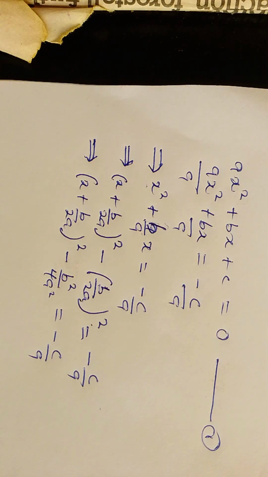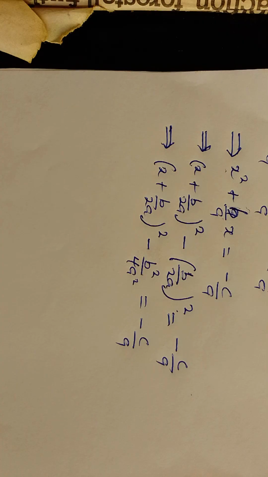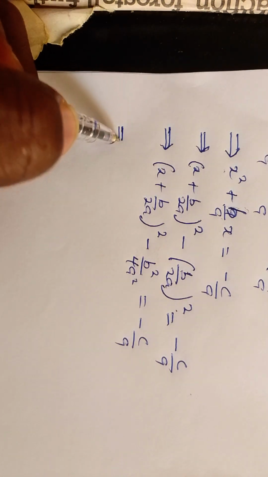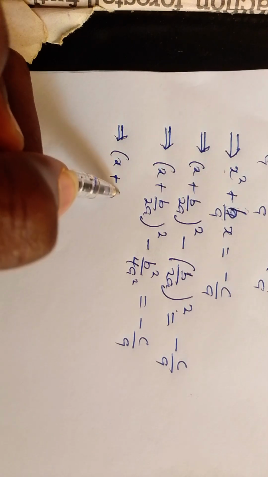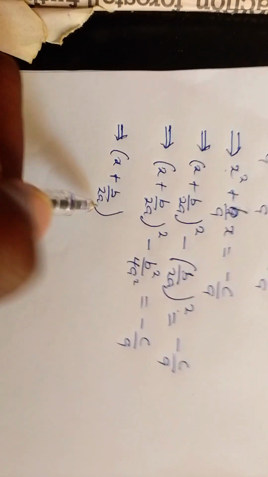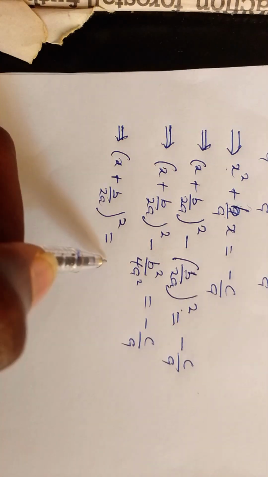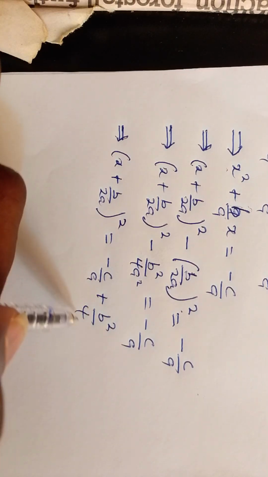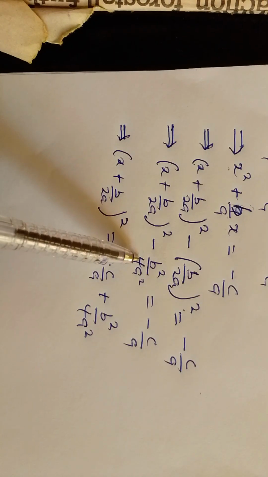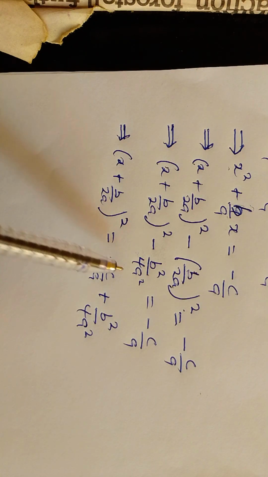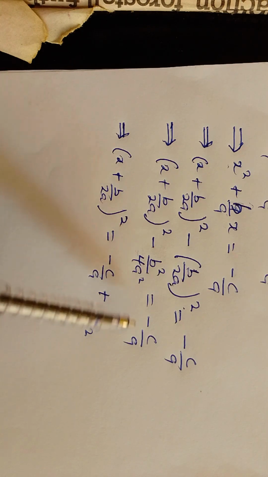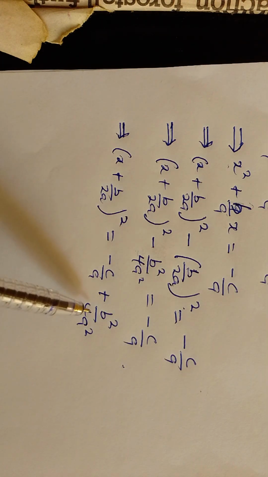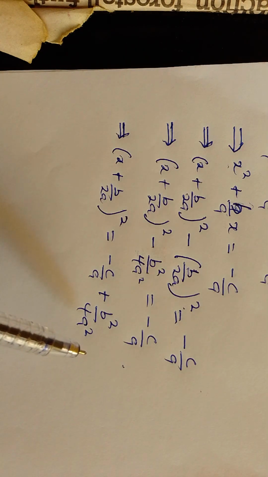Oh, that's cool. We are getting there. Alright, this is what we are having now, but don't forget that our aim is to make x the subject of the formula. So what I'm going to do now is that this implies that I'm having x plus b over 2a to the power of 2 equals negative c over a plus b squared over 4a squared. When this negative b squared over 4a squared crosses the border from here to here, it becomes positive. So that's why I'm having plus b squared over 4a squared.